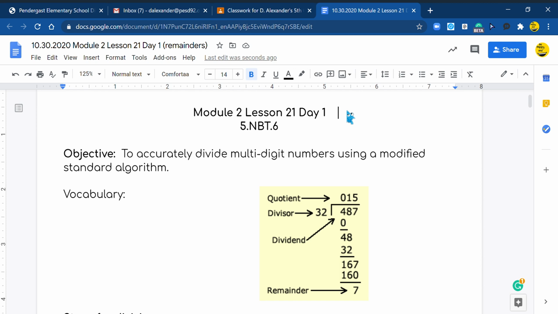Alexander, and today we're going to be doing some more dividing multi-digit numbers using a modified standard algorithm.